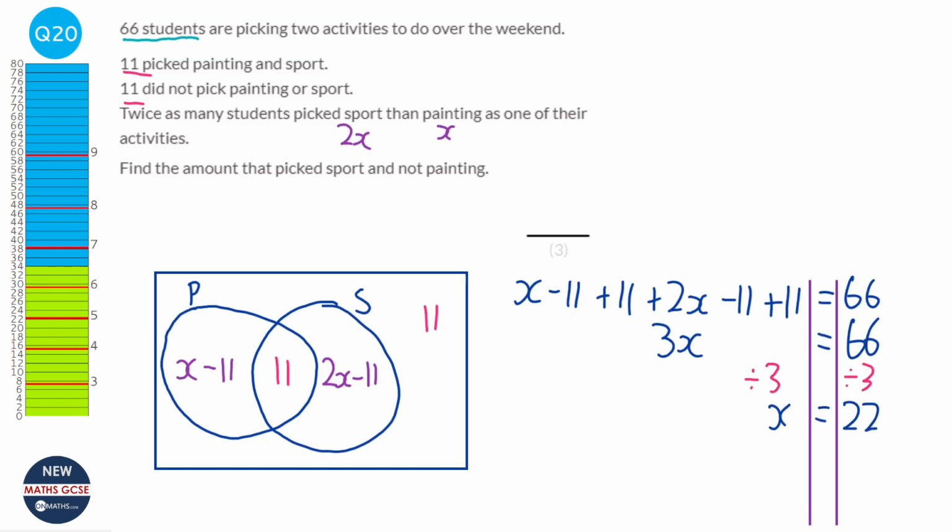So if we go back to our Venn diagram now, we can fill in the blanks. Instead of x minus 11 there, we've got 22 take away 11, which is just 11. Instead of 2x minus 11 there, we've got 22 times 2, which is 44, take away 11, which will be 33. So it says, find the amount that picked sport and not painting, which is this 33 here.